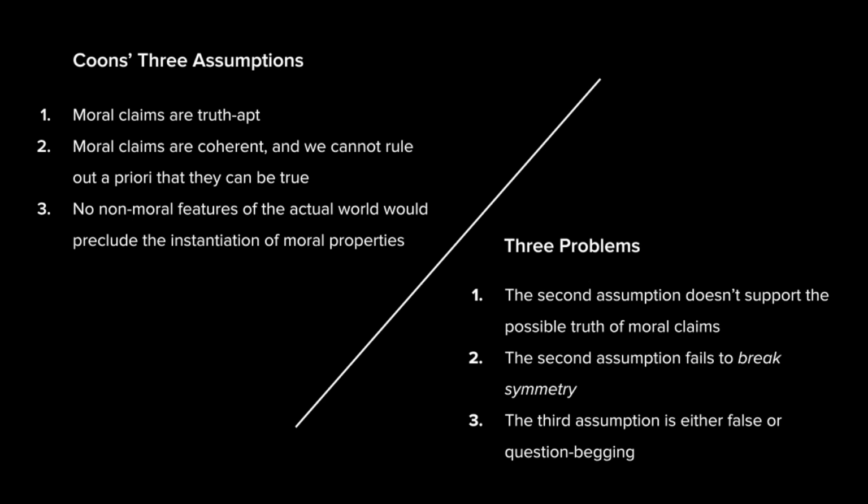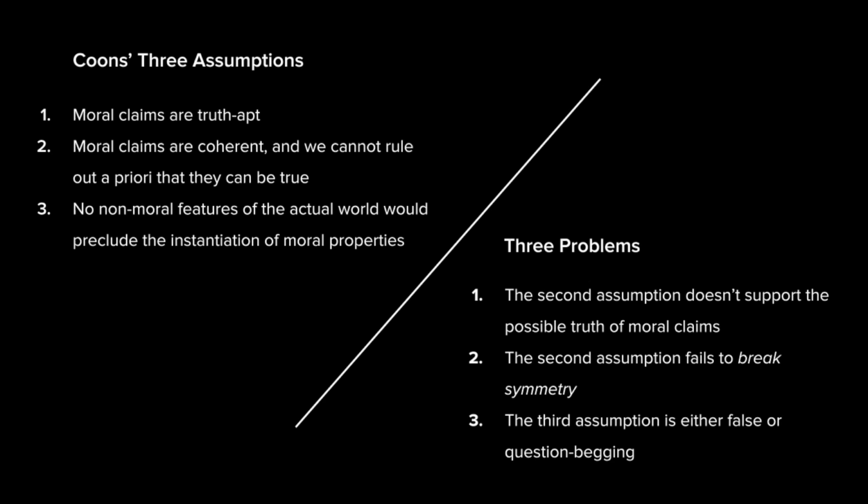The second problem that afflicts his first pass at symmetry breaking is that his considerations don't actually break symmetry between those possibility premises, between premises 2 and 4. For if Coons can help himself to the second undefended assumption, surely the error theorists, say, can help themselves to a symmetrical assumption. The falsity of all moral claims, that is, error theory, is coherent, right? That's going to be their assumption. And moreover, we can assume, or at least the error theorists can assume, that we cannot rule out a priori that they can all be false.